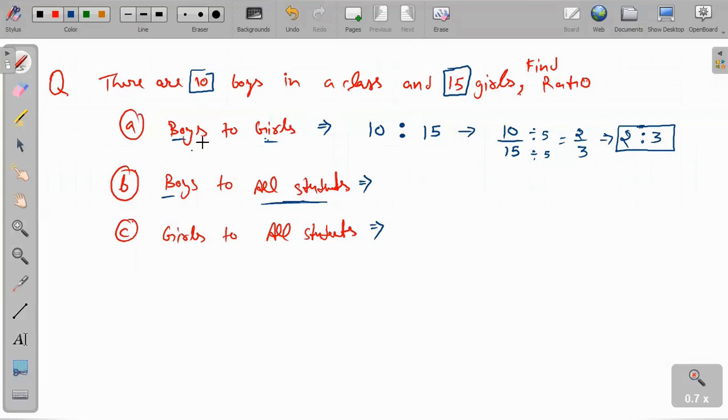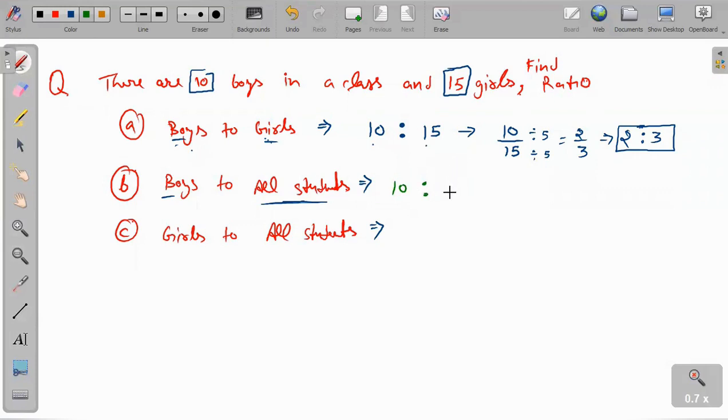For the previous question, where the boys are written I put the number of boys, and when the girls are given I put the number of girls, and then I put a ratio symbol in between them. Now they are asking boys to all students. So how many boys do I have? 10 boys. Perfect.